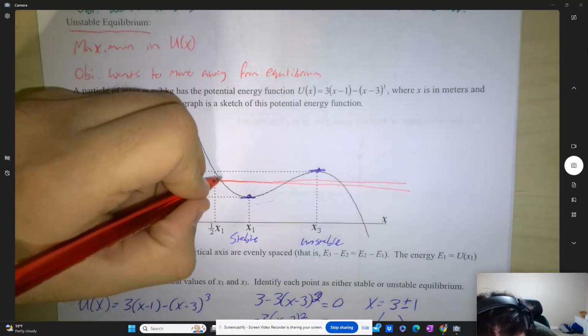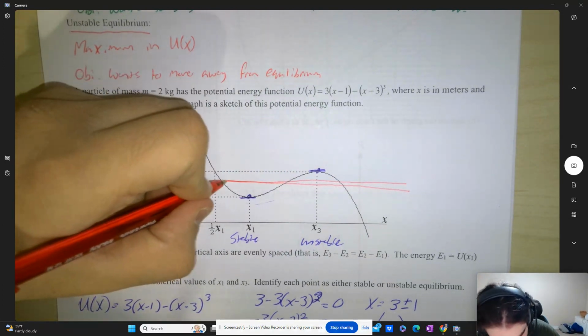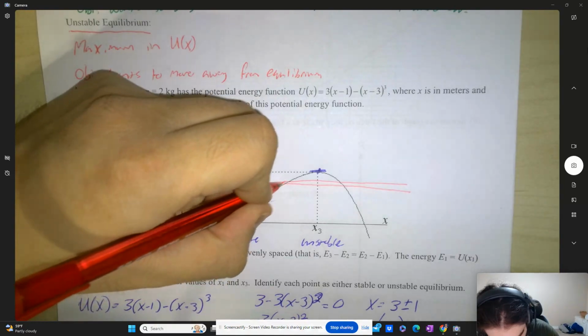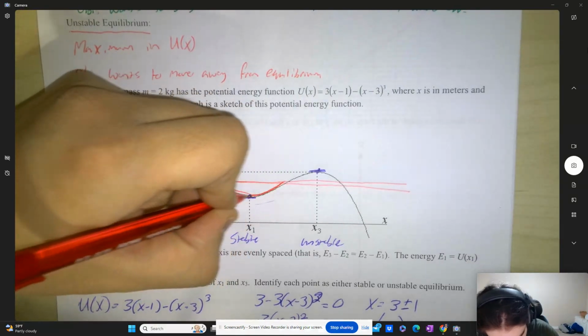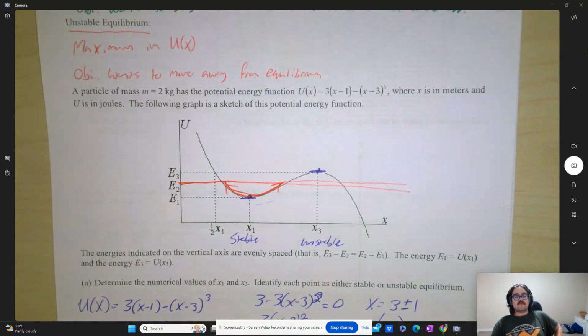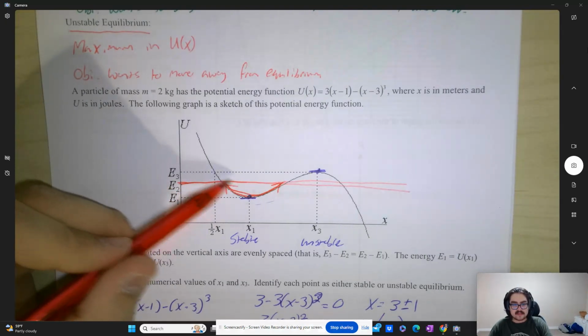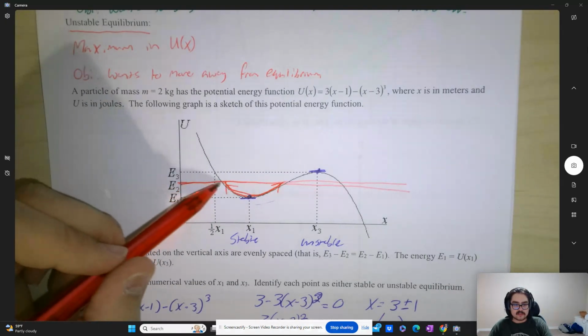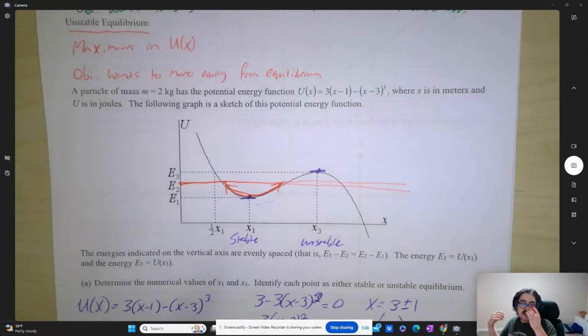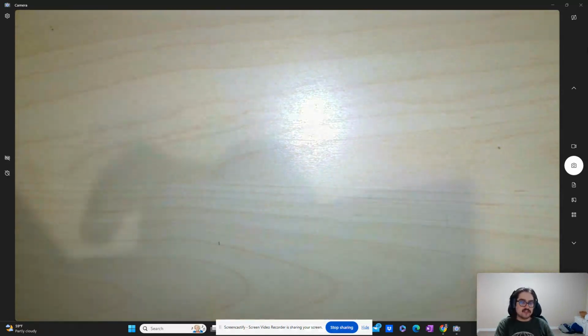Then you're going to notice that if you put an object in the equilibrium, it's going to basically oscillate back and forth in this little bowl. It cannot leave this, it cannot exceed where this horizontal line intersects the function because it doesn't have enough energy to do so. It's confined in this little bowl. It's trapped. It can't leave because it doesn't have enough energy to do that.